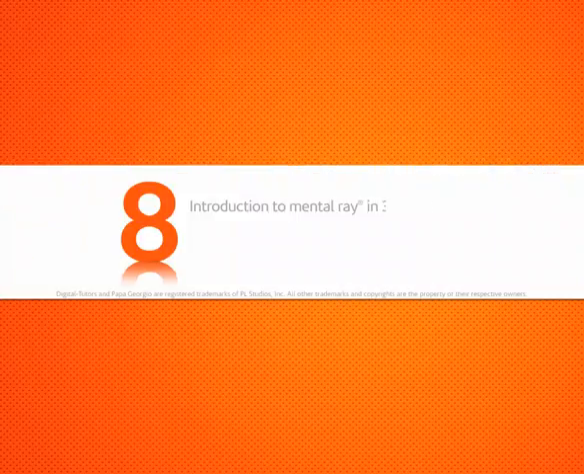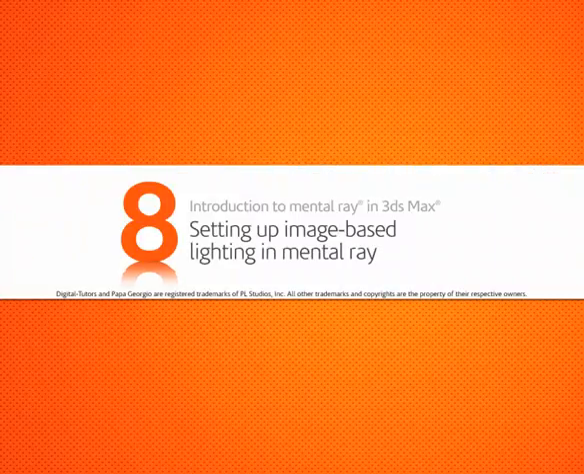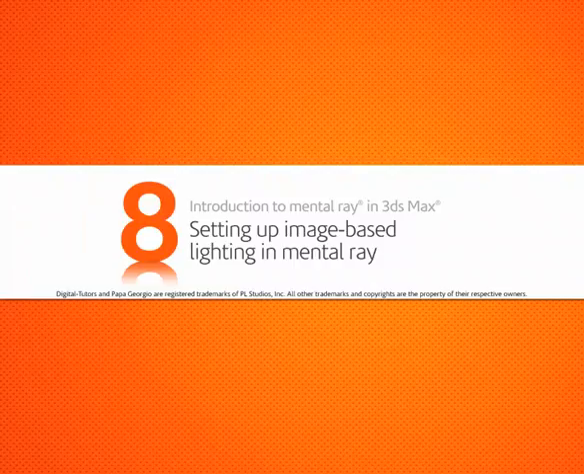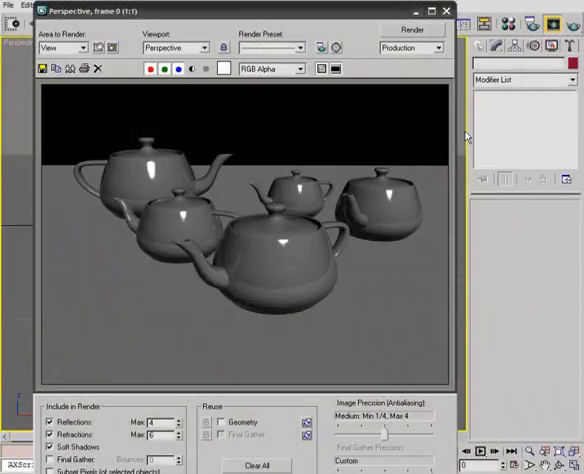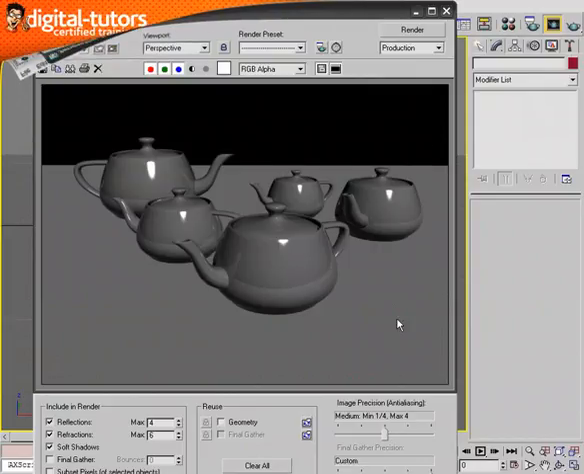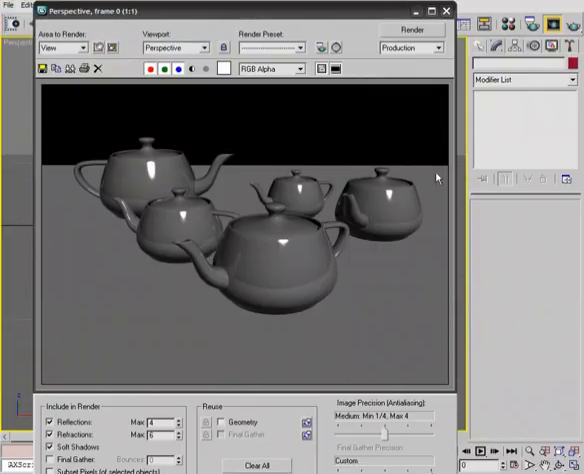In this lesson, we're going to take a look at how we can use Final Gather together with high dynamic range images to create image-based lighting within 3ds Max. Alright, so here's a render of the scene that we are going to be working with. And you can see really just a very simple setup. We have no Final Gather, no global illumination, really just a few teapots with an architectural material on there.